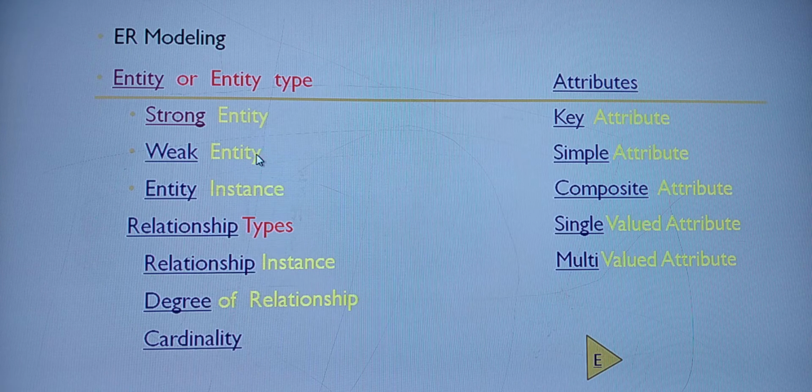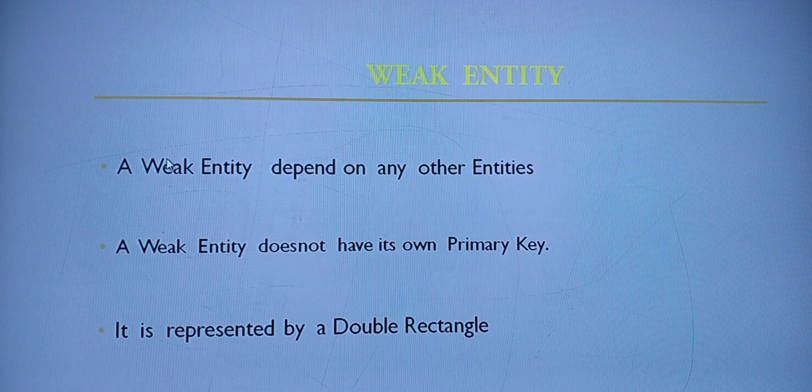The next one is your weak entity. By the name itself you can tell, this entity is weak. Weak means it is depending on another entity. A strong entity does not depend upon any other entity, but this weak entity depends on other entities. Similarly, it does not have its own primary key. It is represented by means of a double rectangle, whereas strong entities are represented by means of a single rectangle.